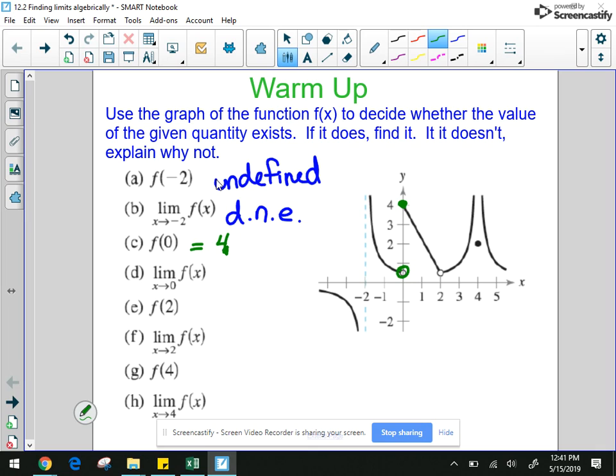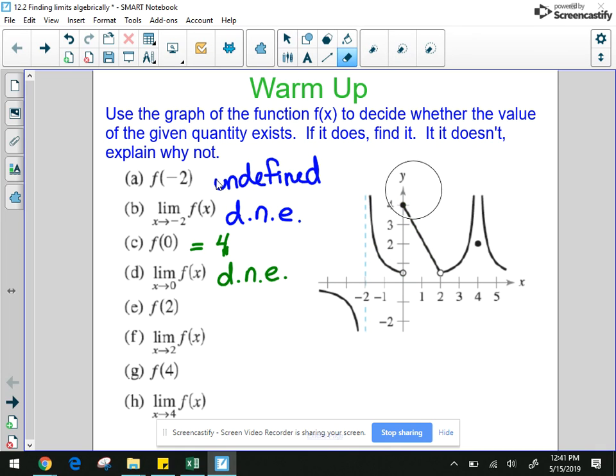Part D, the limit as x approaches 0. As I approach 0 from both the left and the right side, you can see those one-sided limits are not equal to each other, so the two-sided limit does not exist.